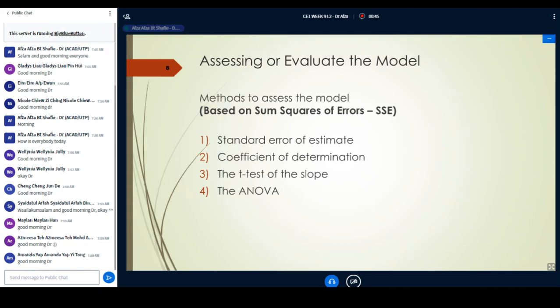Okay, so we have looked at how we assess the model using the standard error and using the coefficient of determination. So we say that for the standard error, this value will have to be small, and for this value we are looking for a big value. So this is big and this is small.